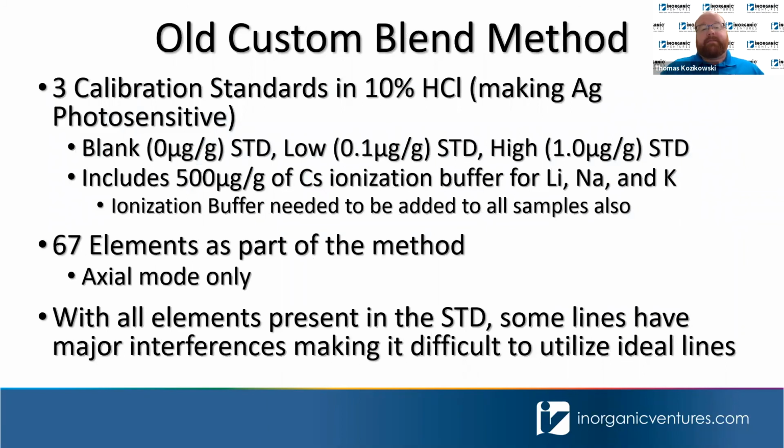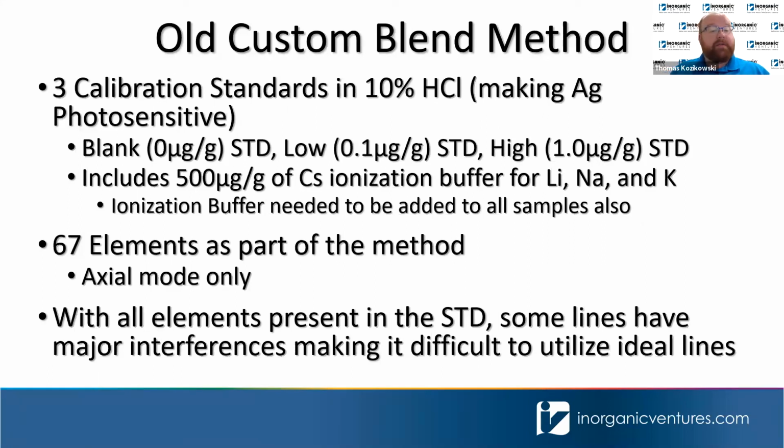So our old custom blend method, like I said, had 3 calibration standards, and they happen to be in 10% HCl, which does make silver photosensitive. So that's one of those limitations that we had to deal with. But the blank solution is just 10% HCl. And then our low standard is 0.1 ppm, and the high standard is 1 ppm.